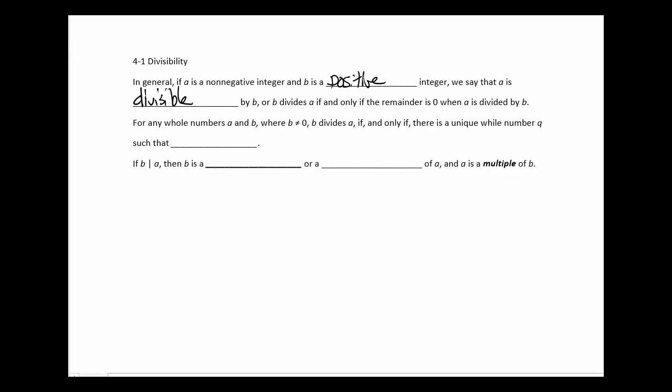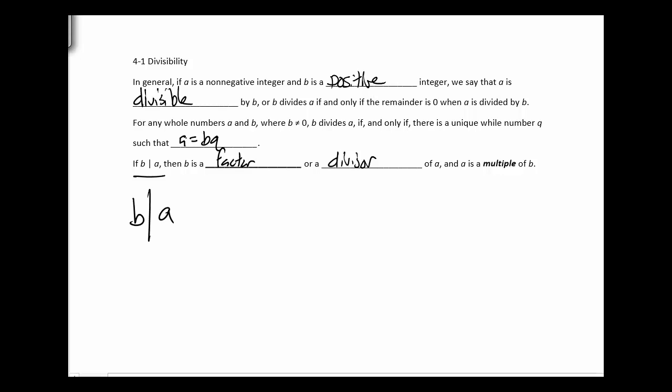For any whole numbers A and B, where B is not equal to zero, B divides A if and only if there is a unique number Q such that A equals B times Q. Okay, so what does this all mean? And this introduces a new symbol. So this B slash A means B divides A, means that B is a factor or divisor of A, and A is a multiple of B.